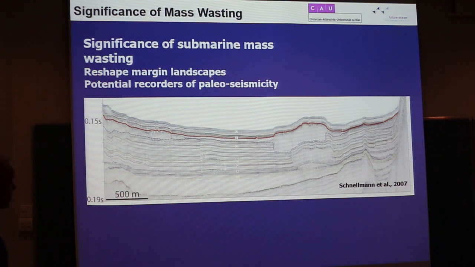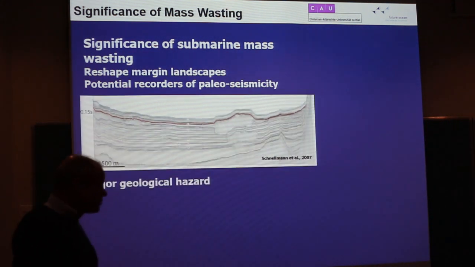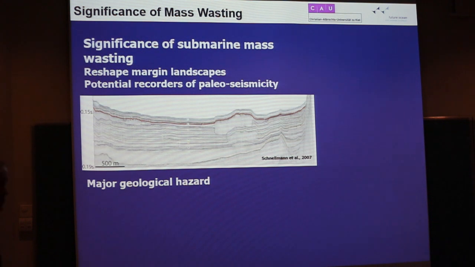That means if you have a lot of sediments available, and you find a lot of landslides in these lakes, for example, then you may date these landslides, and if you're lucky, you can use the date of the landslides as a recorder for paleoseismicity. And probably most important why people are willing to spend money for this type of research is that they also present a major geological hazard.